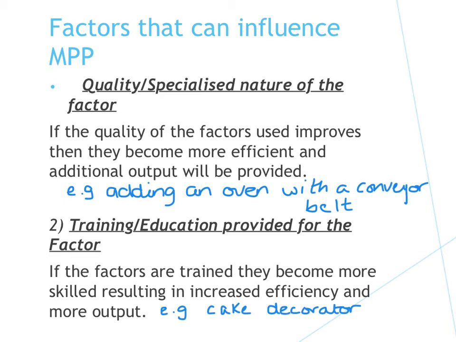The second one here is the education or training that's provided for the factor. So if the factors are trained, they become more skilled, resulting in increased efficiency and more output. So in the case of our bakery, if I train one particular person to become a cake decorator, so they know how to put on the icing, to make different models for the cake, to put on the candles, then they're going to do that quicker than somebody else in the bakery who, let's say for example, maybe is in charge of mixing the ingredients. The more trained up or the more education that your factor has, in this case labour, the more skilled they become, and they become much more efficient.